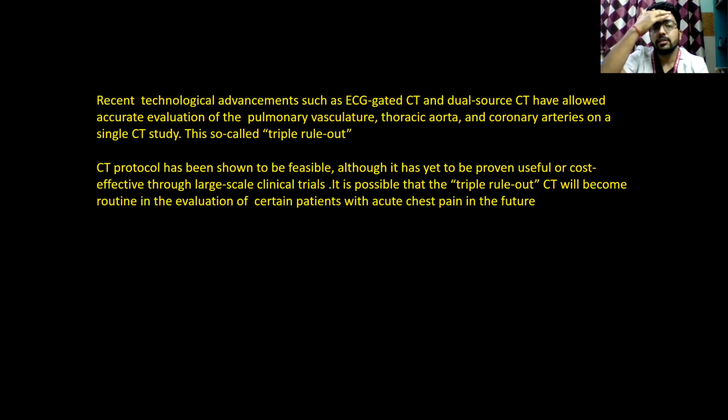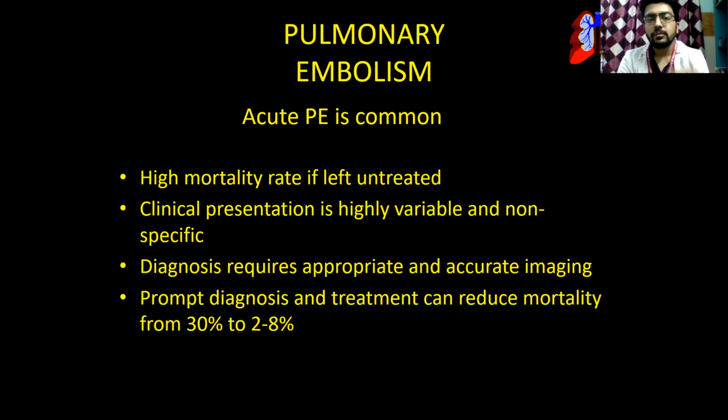Recent technological advancements such as ECG-guided CT and dual source CT have allowed accurate evaluation of the pulmonary vasculature, thoracic aorta, and coronary arteries on a single CT study. This is called triple rule out. This CT protocol has been shown to be feasible, although it is yet to be proven useful or cost effective. Through large-scale clinical trials, it is possible that the triple rule out CT will become routine in the evaluation of certain patients with acute chest pain in the future.